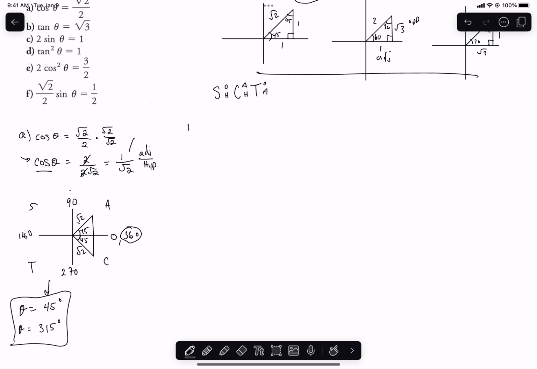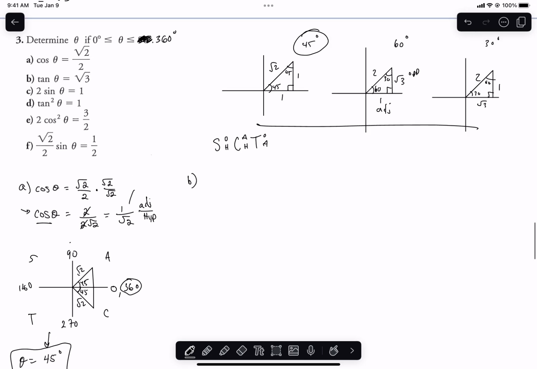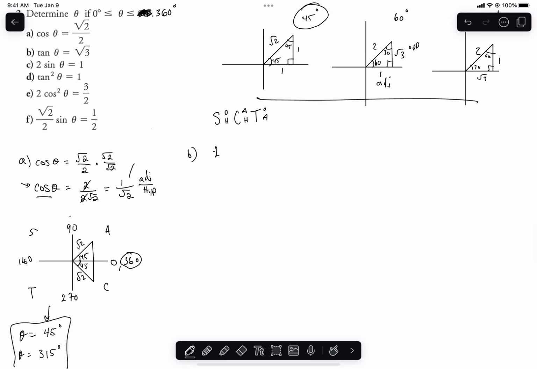Okay, question B. Question B is asking us for the tan of theta is going to equal root 3. So you have to ask yourself, what is tangent? Tangent is opposite over adjacent. And where is it that I can get root 3 by 1? Or another question to ask, maybe before you're specifically looking for that, where's tangent positive? That's maybe a better second question.